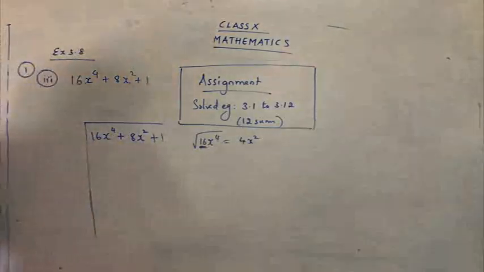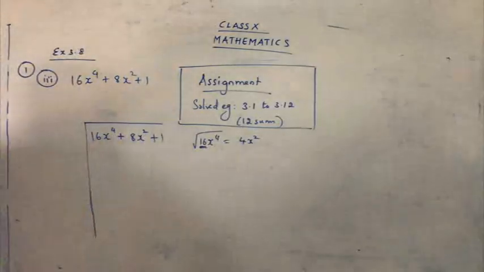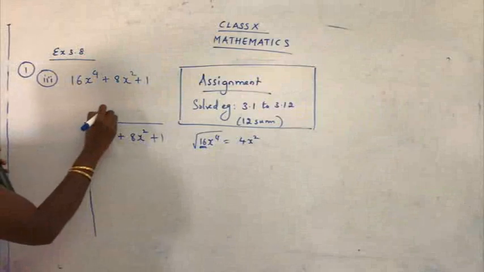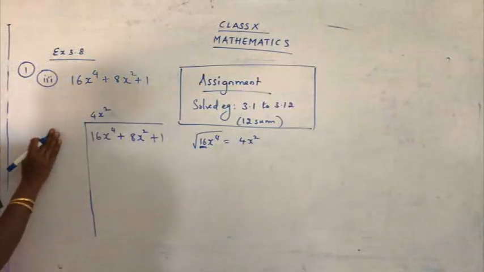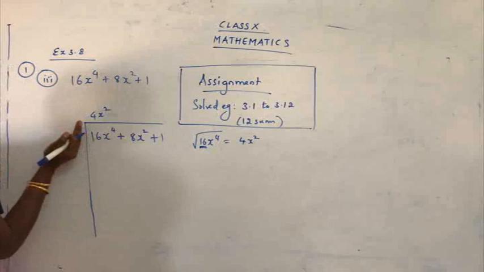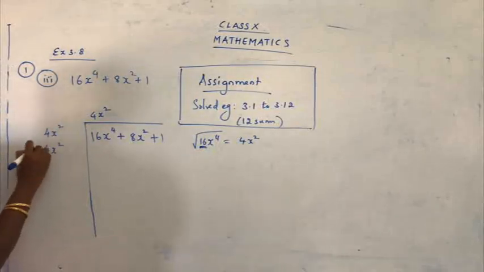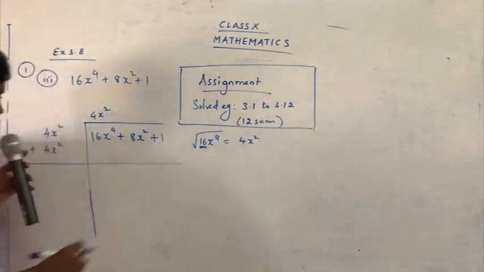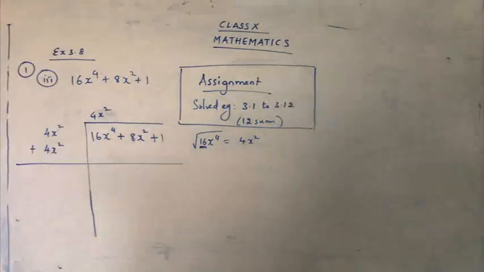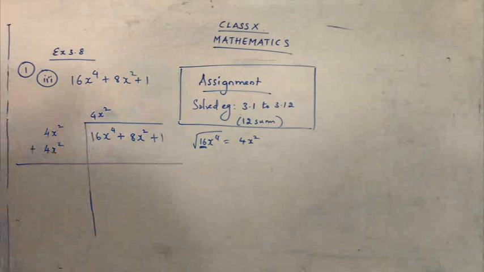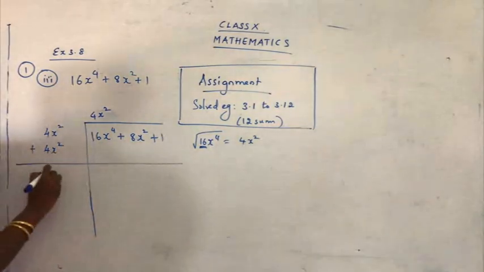So how many times you have to write down? 3 times. So write down 3 times. 4x square. Just start. Do not start from the edge over here. Just leave some space and start here. 4x square, 4x square plus. Okay. So let's add the values. So what do you get when you add it? 4x square plus 4x square is 8x square.